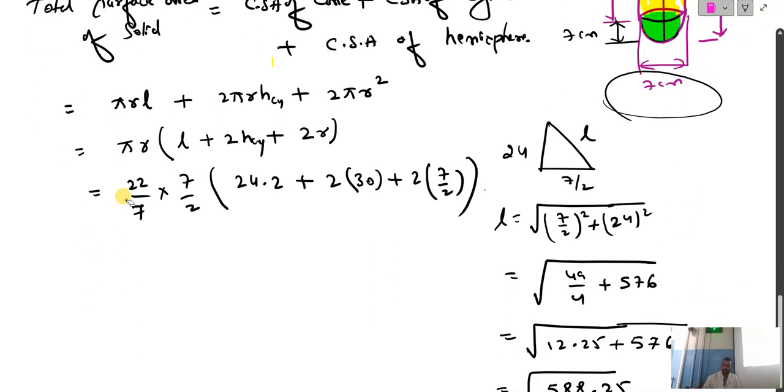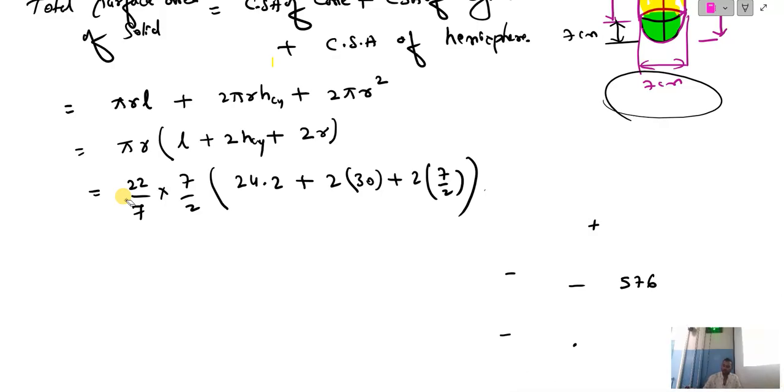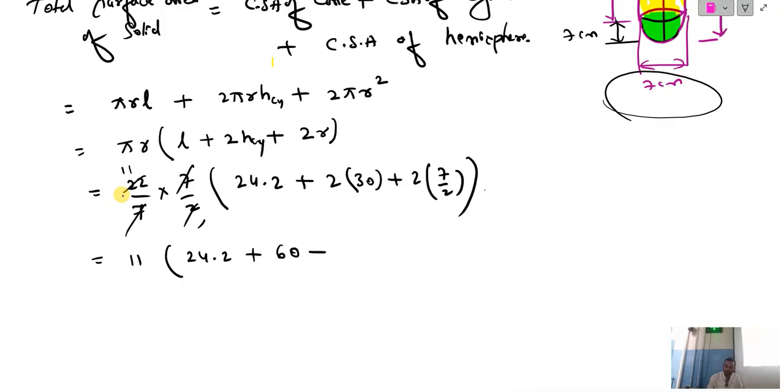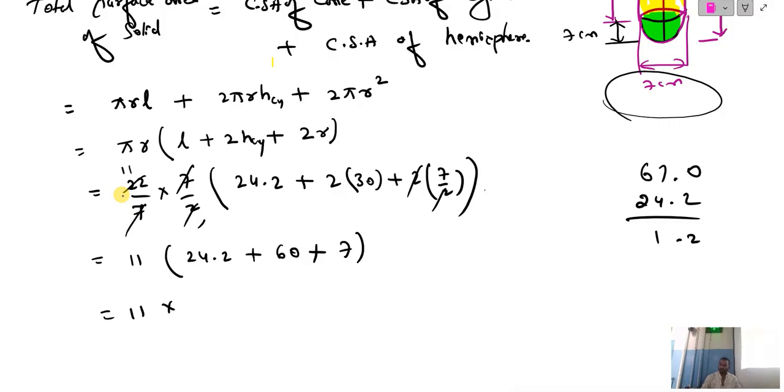Understood? I'll erase this part. Understood the calculation and substitution part? Yeah, it's one of the easiest problems. Okay, now this 7 gets cancelled. 2 ones are 2, 11s are 11, into 24.2 plus 2 into 30 is 60, plus 2 gets cancelled. Remainder is 7. So 11 into, calculate 60 plus 7, 67. 24.2 plus 67 is 91.2. So 11 into 91.2.